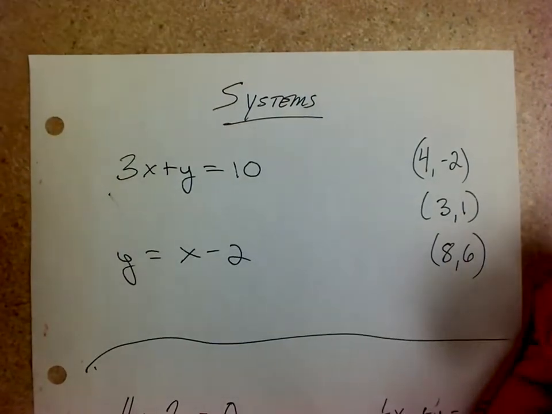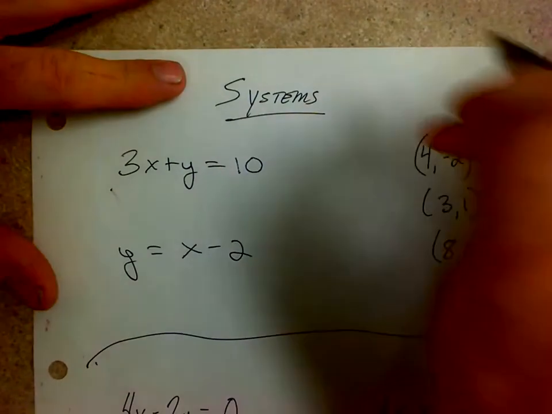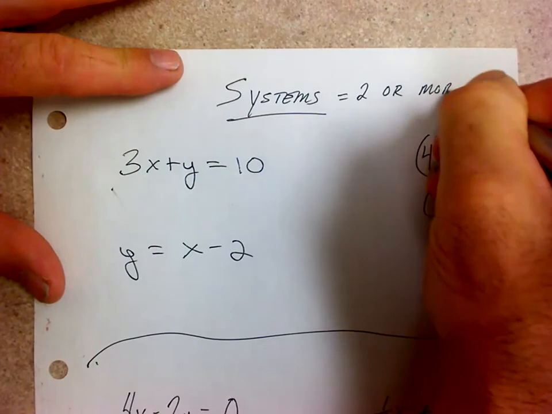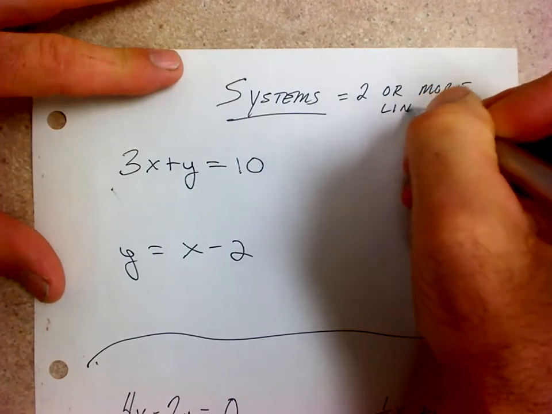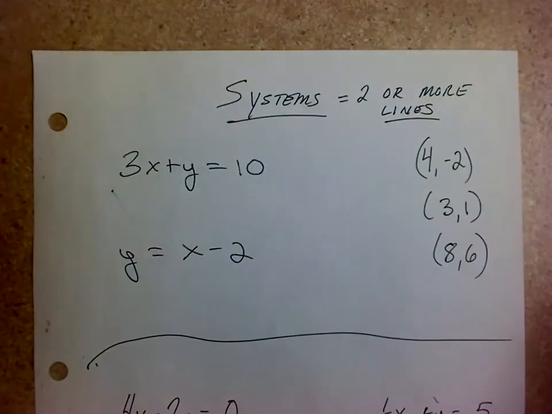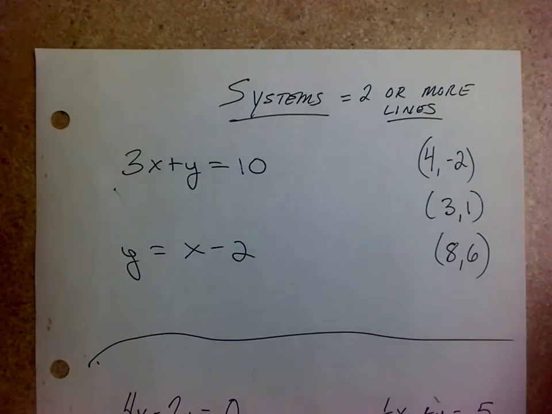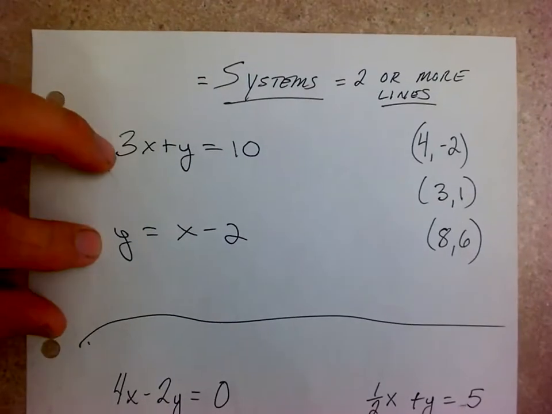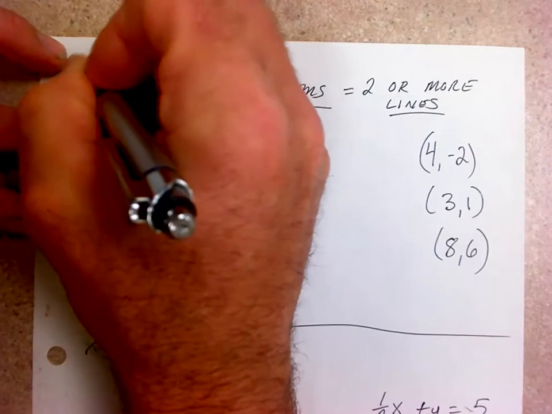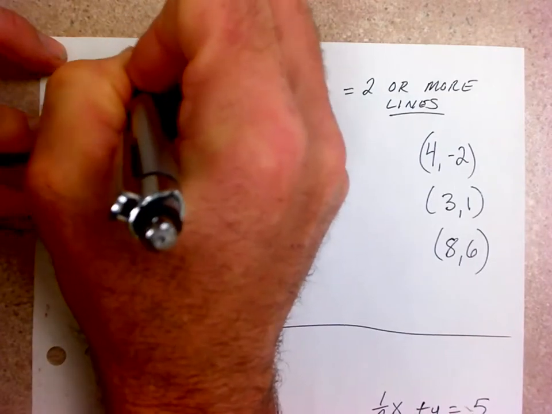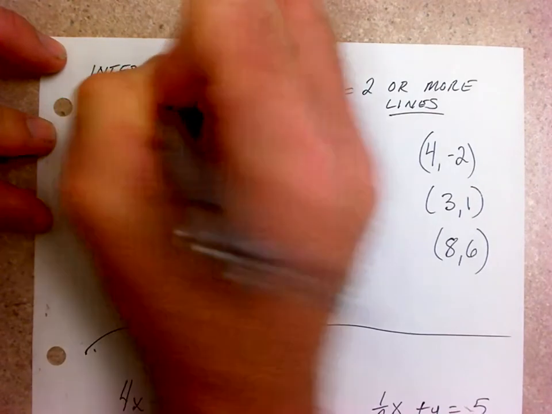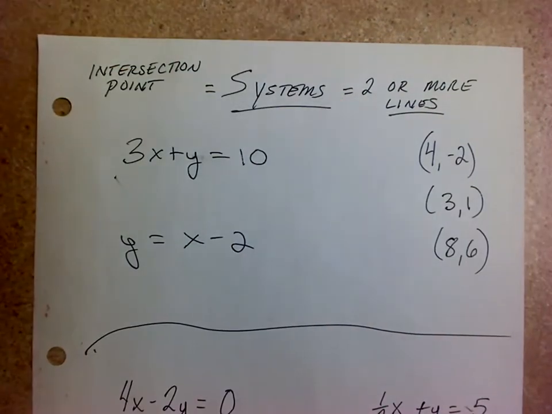Alright, so today we started talking about systems in class, and remember we defined a system as two or more lines. That was our definition of systems. When we solve our systems, as you see here, we have two equations, which means we got two lines. Our goal is to figure out if there's an intersection point.